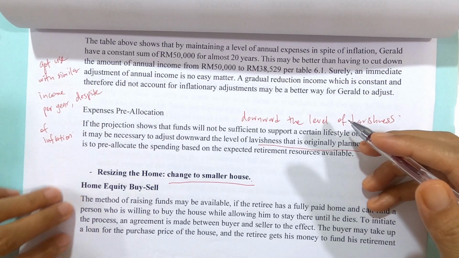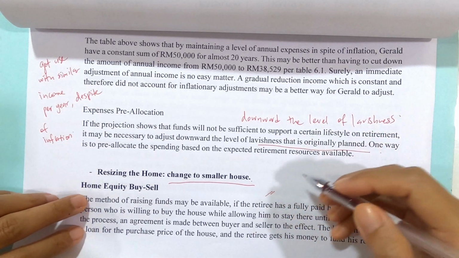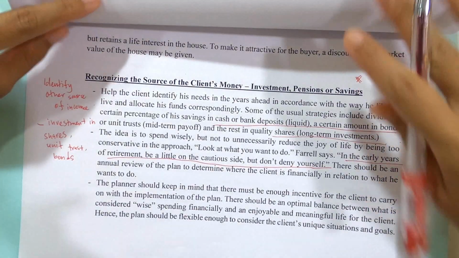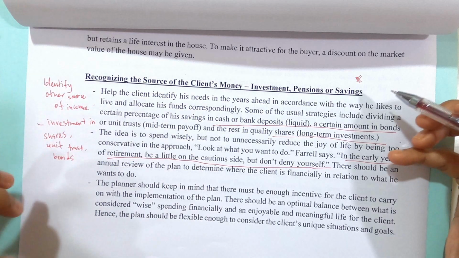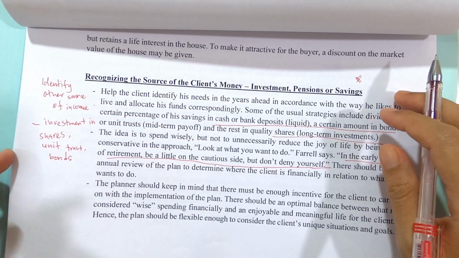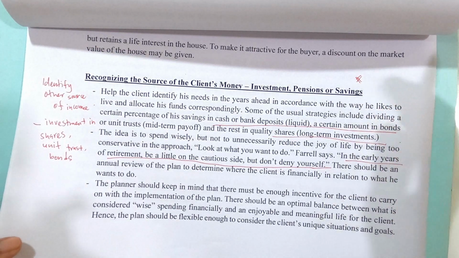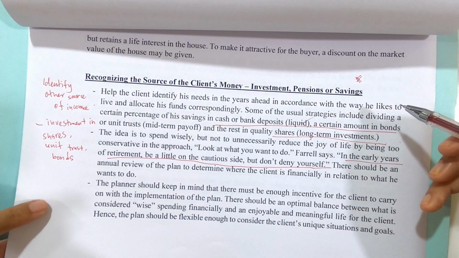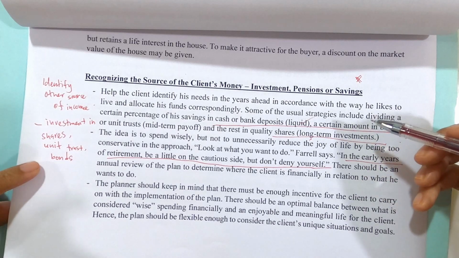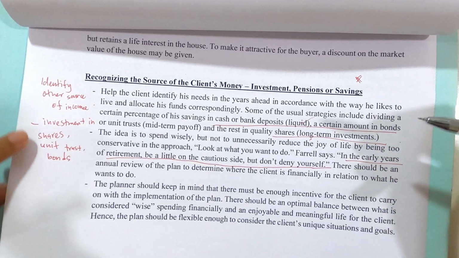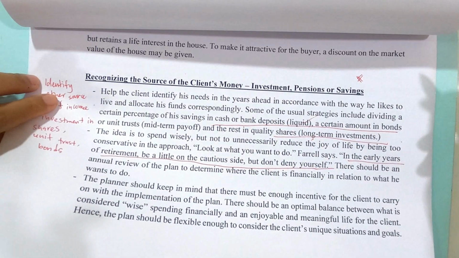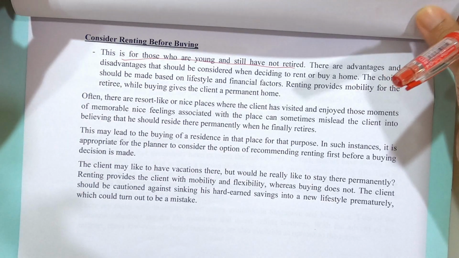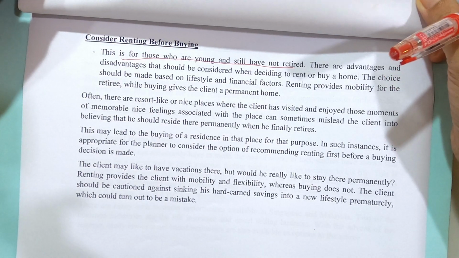Other steps that can be taken include resizing the home, changing to a smaller house, as well as identifying other sources of income. For example, if the client has an investment anywhere in shares or in a deposit, or has any savings in a unit trust, etc., that can also be considered as part of the resources that can be included in the retirement fund. Okay.